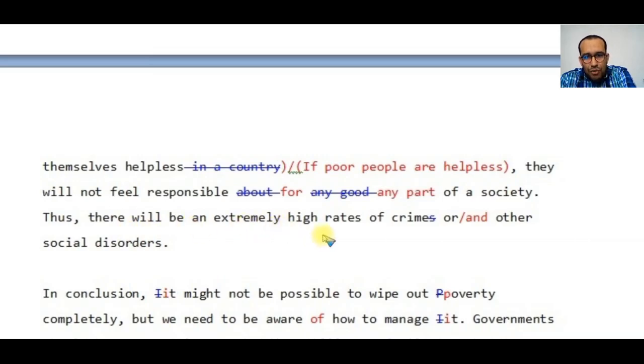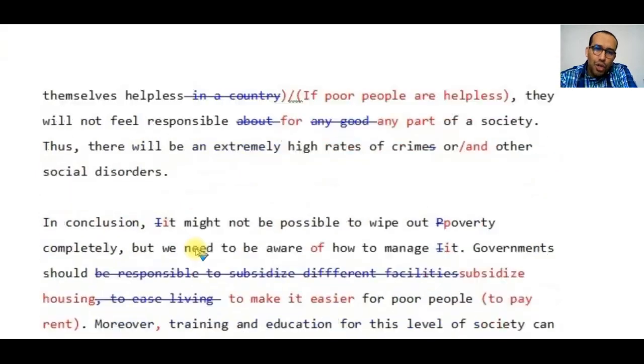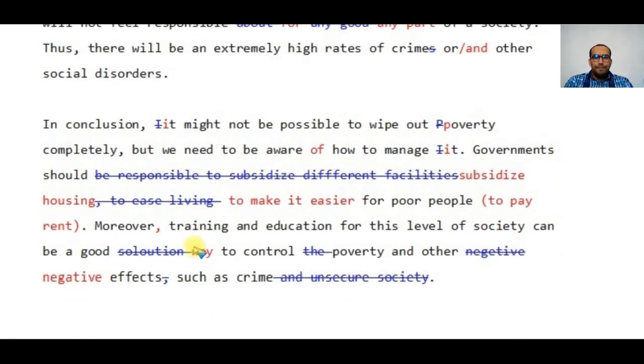"Thus, there will be an extremely high rates of crime and or other social disorders." So, "there will be an extremely high rate." We have "an" indicating singular, but this is connected to "rates," and "rates" here is plural, and therefore you either remove the "an" or you remove the "s." It's either "an extremely high rate of crime" or "extremely high rates of crime," but not both. And then we have here an "s" that should be removed because "crime" should be taken as uncountable, "or and other social disorders." Now let's talk about the conclusion.